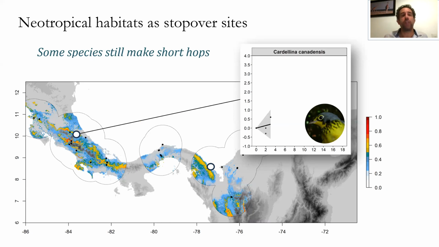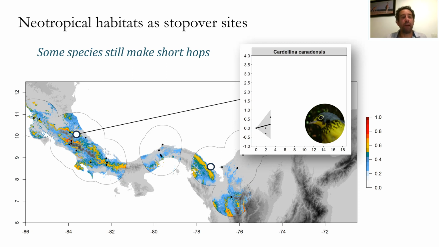So there is this general pattern among several species of long stopovers and subsequent long flights, but it's not true for all, and that's not surprising. There's always going to be a variety of strategies, and Canada warbler is one of these species that bucks that trend. They seem to hop from one mountain to another through Central America as they move through the neotropical region.